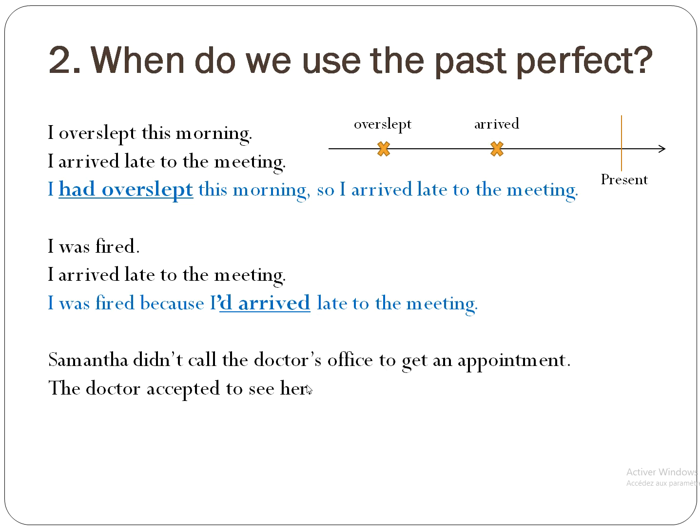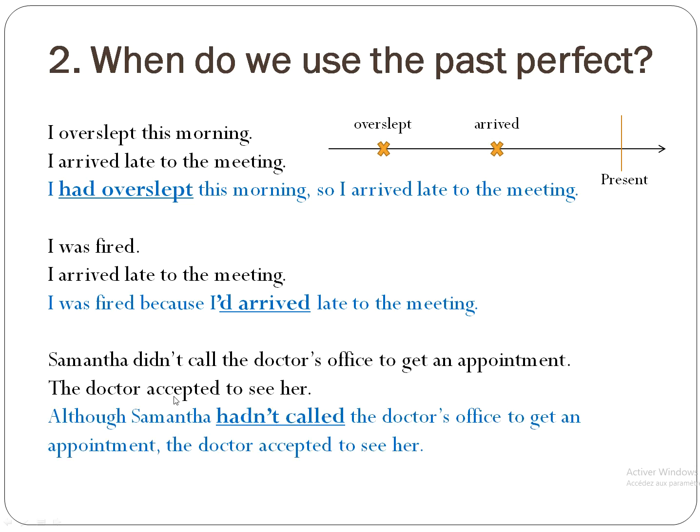Another example. Samantha didn't call the doctor's office to get an appointment. The doctor accepted to see her. Again, two actions, didn't call and accepted. So the action of not calling comes first and then this one. Although Samantha hadn't called the doctor's office to get an appointment, the doctor accepted to see her.